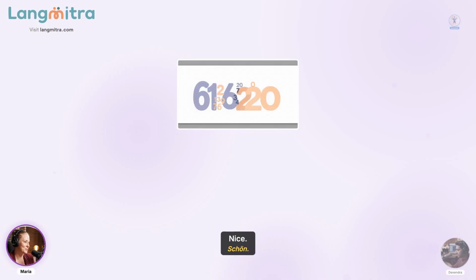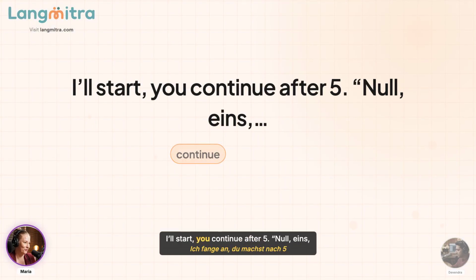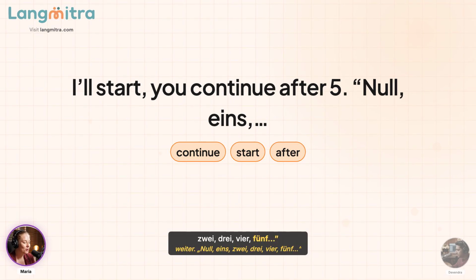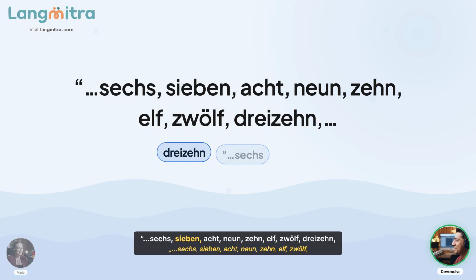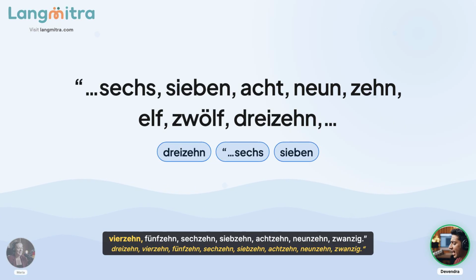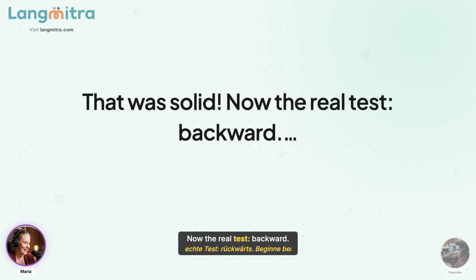Zwanzig. Nice. Now let's practice counting forward quickly, 0 to 20. I'll start, you continue after 5. Null, eins, zwei, drei, vier, fünf. Sechs, sieben, acht, neun, zehn, elf, zwölf, dreizehn, vierzehn, fünfzehn, sechzehn, siebzehn, achtzehn, neunzehn, zwanzig. That was solid. Now the real test, backward.